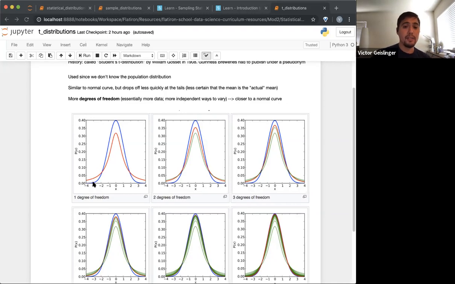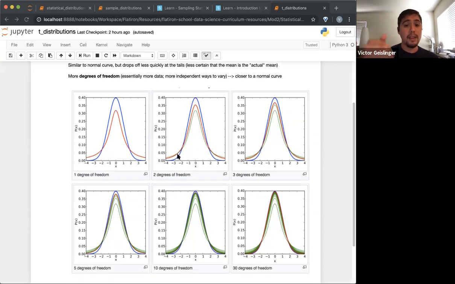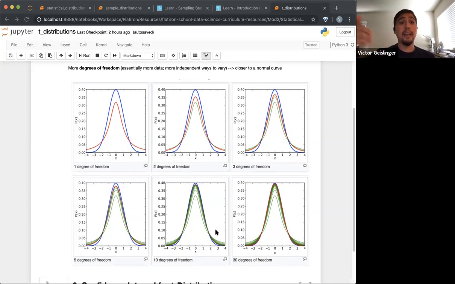Okay, so you can see here, and this is from the curriculum, that with degrees of freedom, essentially the more data you have, the fewer ways it can vary. The more data you have, the more confident you can be that you know what the spread is. That's why you see the t-distribution get closer and closer to a normal curve. And as we get an infinite number of degrees of freedom, we basically approach the normal curve.